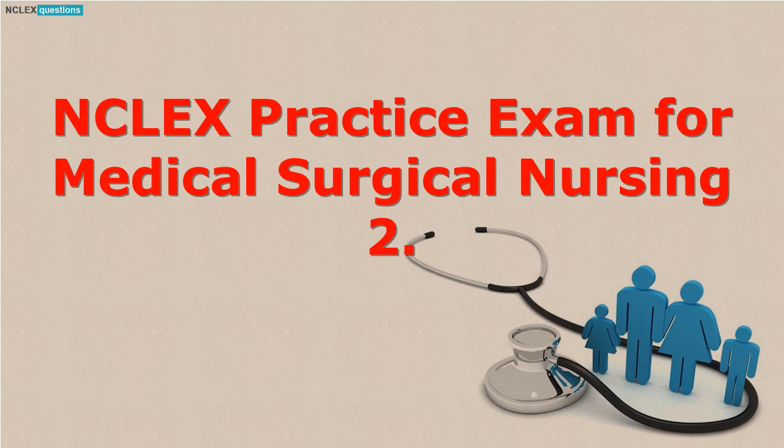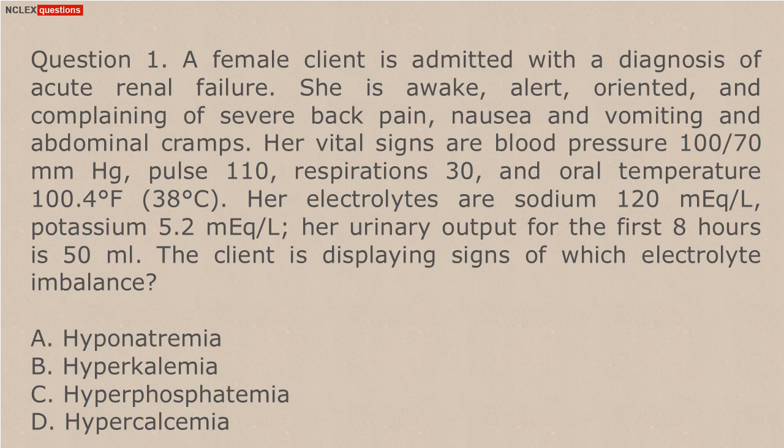NCLEX practice exam for medical surgical nursing 2. Question 1. A female client is admitted with a diagnosis of acute renal failure. She is awake, alert, oriented, and complaining of severe back pain, nausea and vomiting, and abdominal cramps.